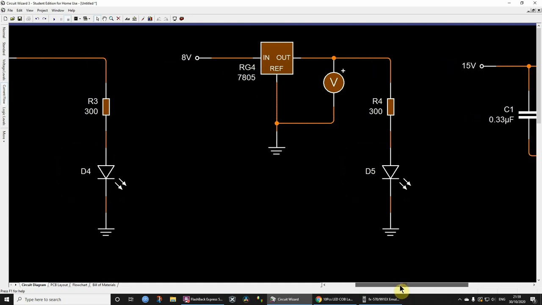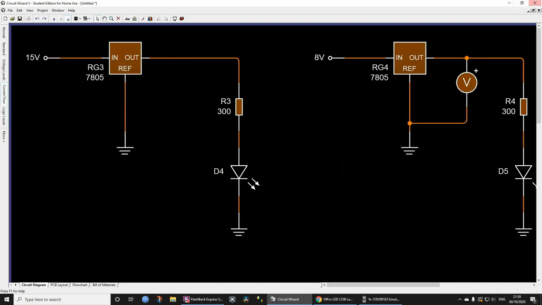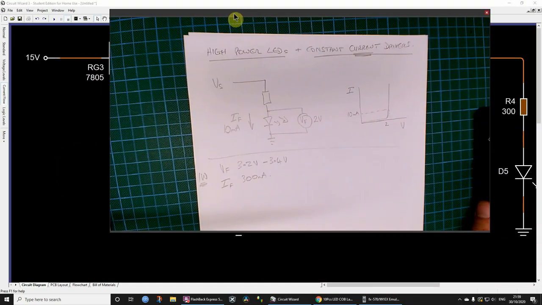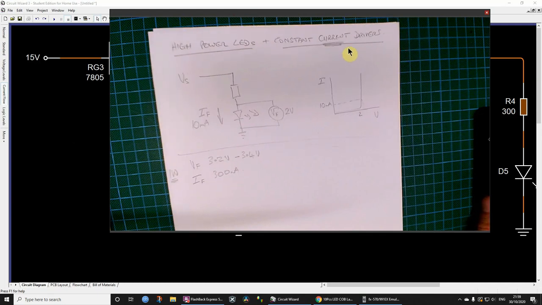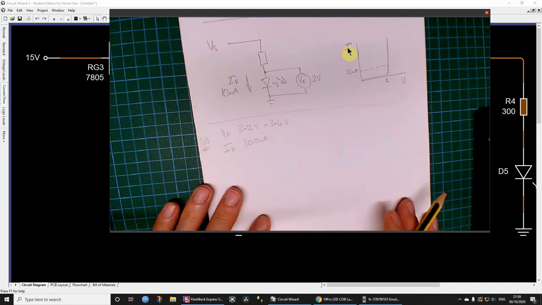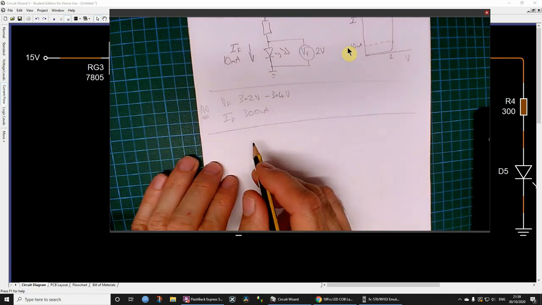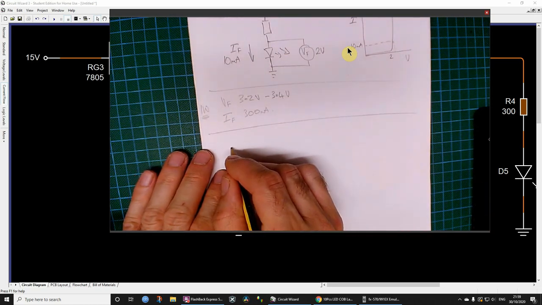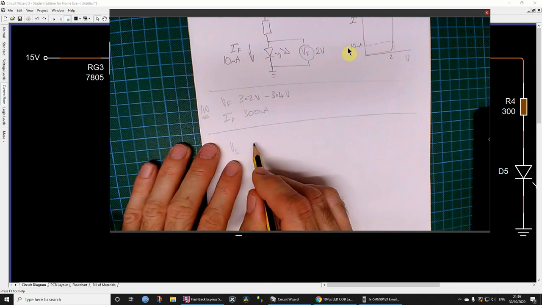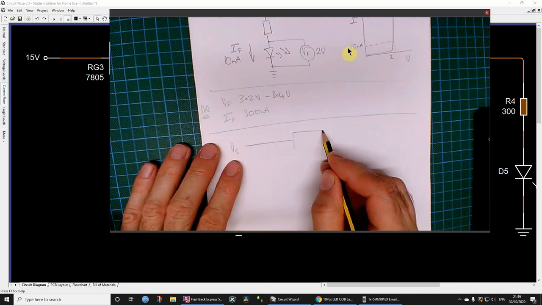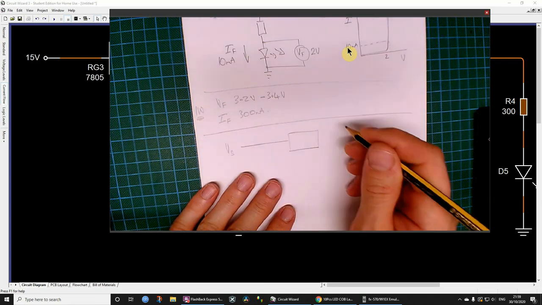Right, so all this so far has been about voltage regulators, but that's not really what we want to do. We want to have a constant current driver. So let's do some more stuff, okay? And it's not too difficult to do this. So we have our supply, and we've got our three-terminal voltage regulator here.